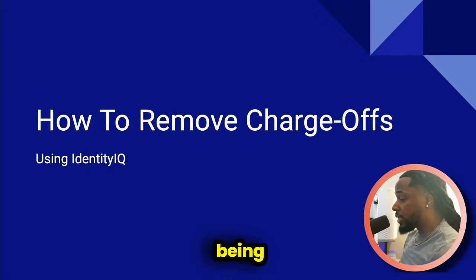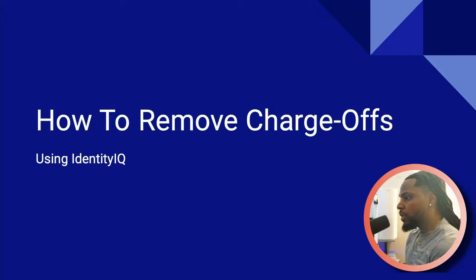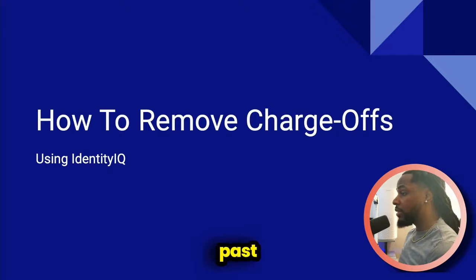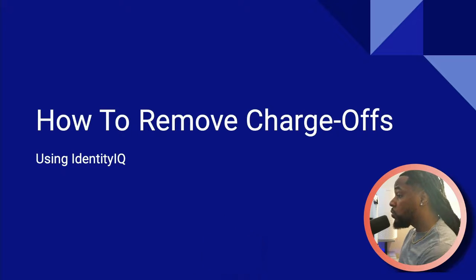Now, with that being said, let's get started. This is going to be how to remove charge-offs, and in this method, we're going to be using IdentityIQ. I know in the past, I've shown you how to use AnnualCreditReport, which is, to me, the most accurate, and you could get the best information from. You can also use Experian.